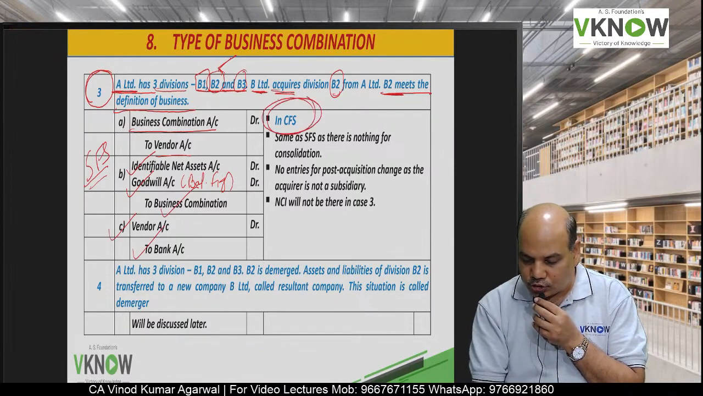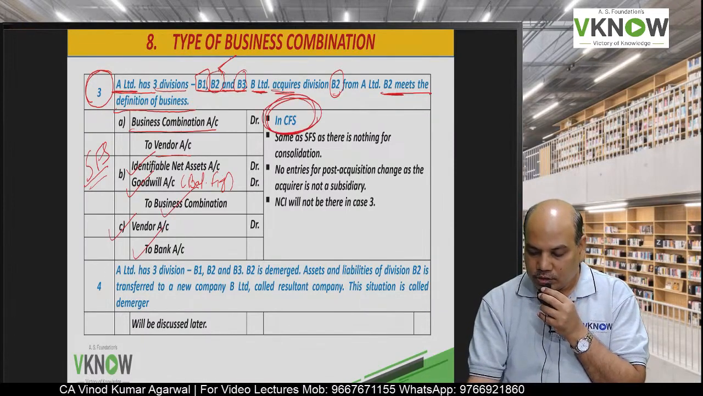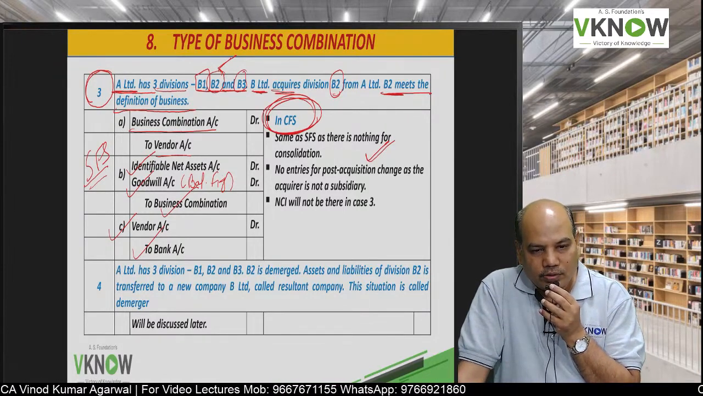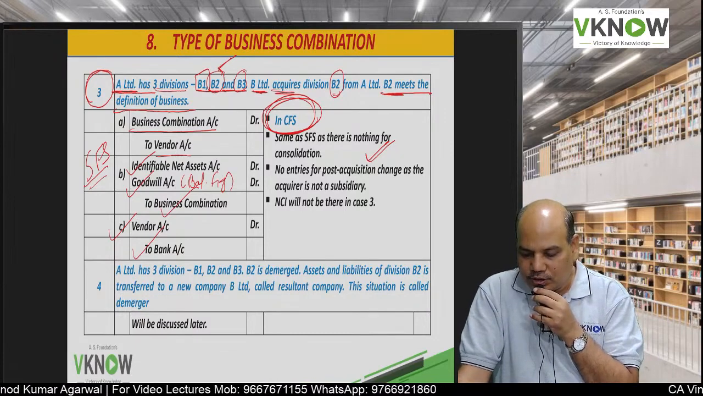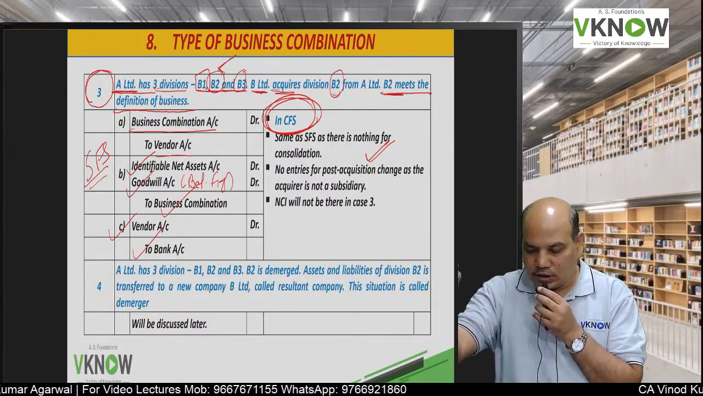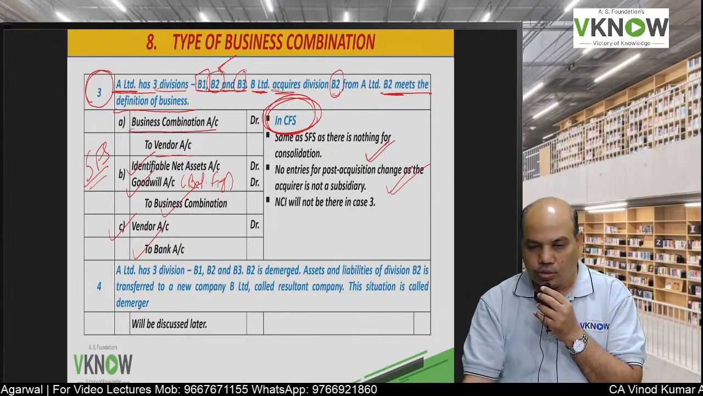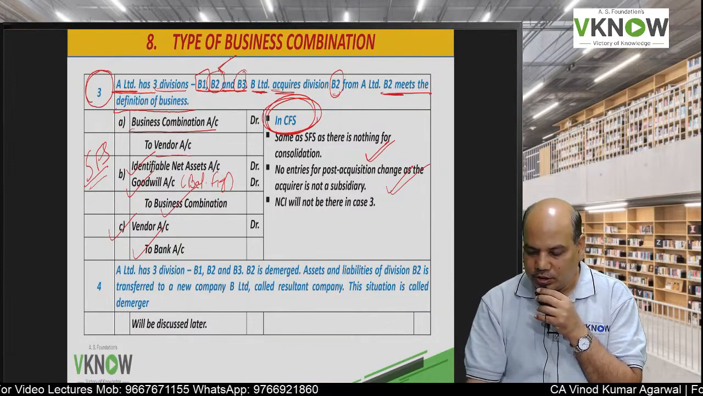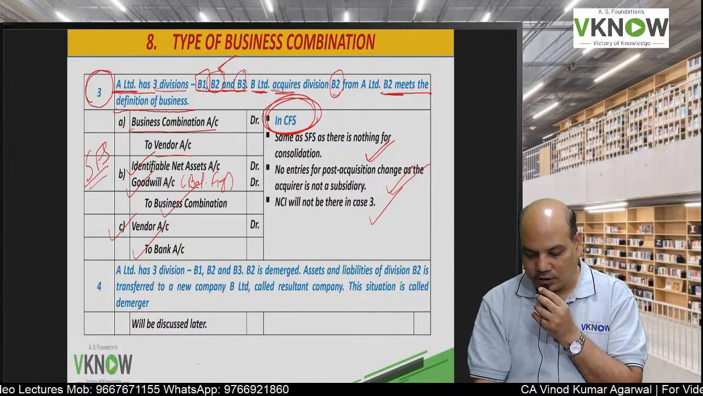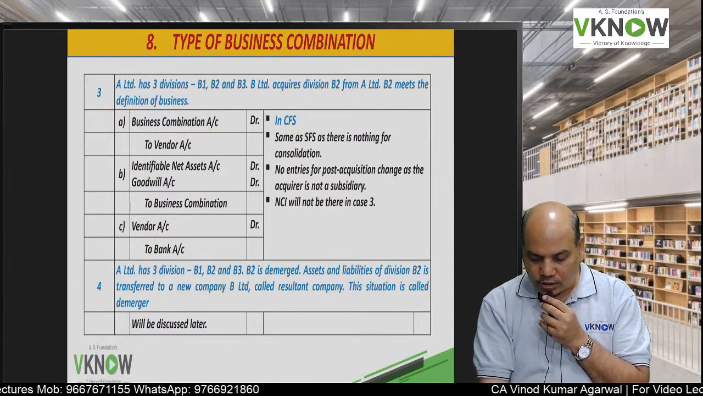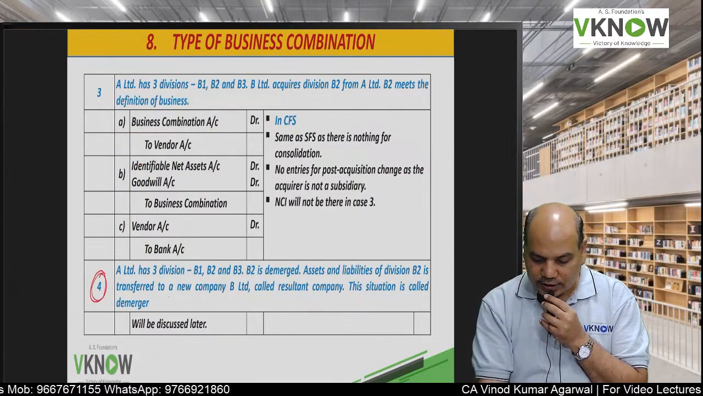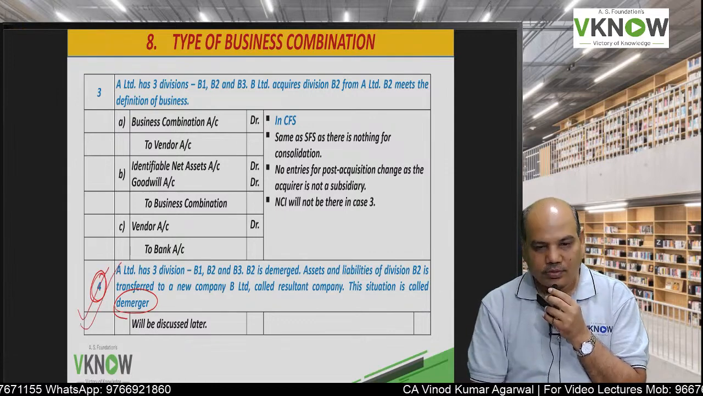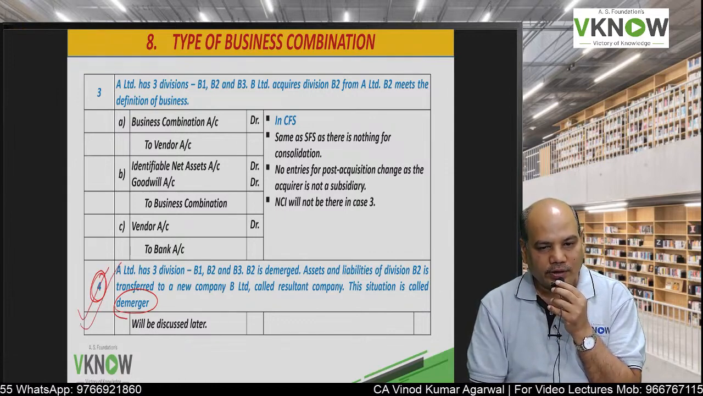In consolidated financial statement, there is no extra effort required because we have not acquired a subsidiary. Same figures will be used in CFS also. No need to pass post acquisition change entries because there is no subsidiary. No question of NCI. Now case 4 is on demerger. Highly tested in the exam. Double tick mark. Highly tested in the exam.